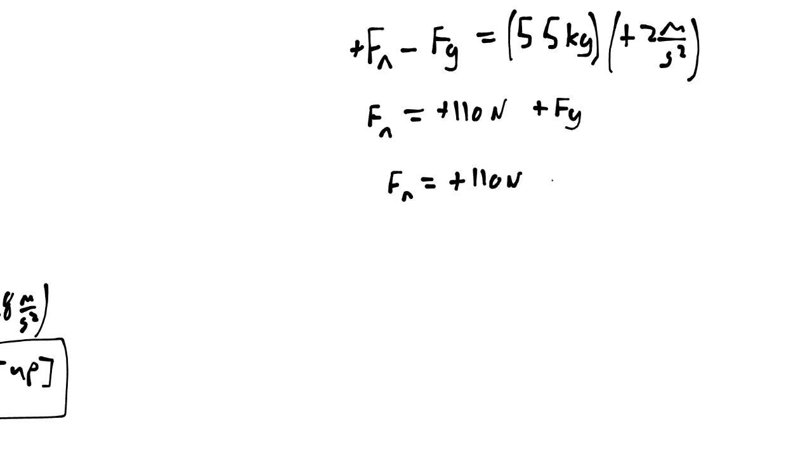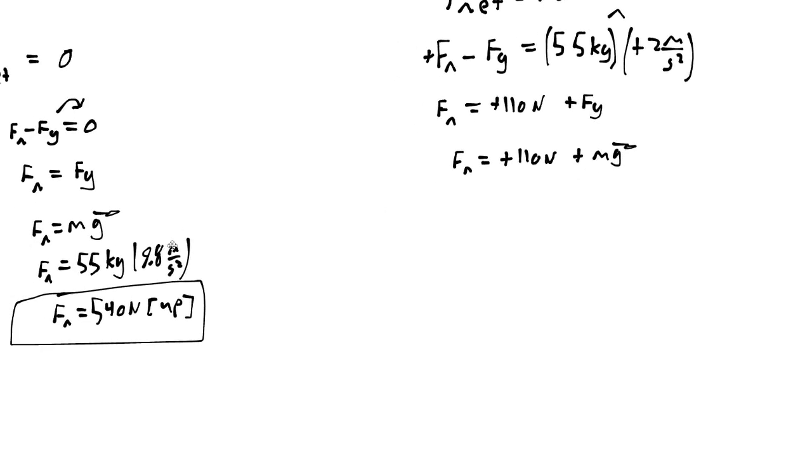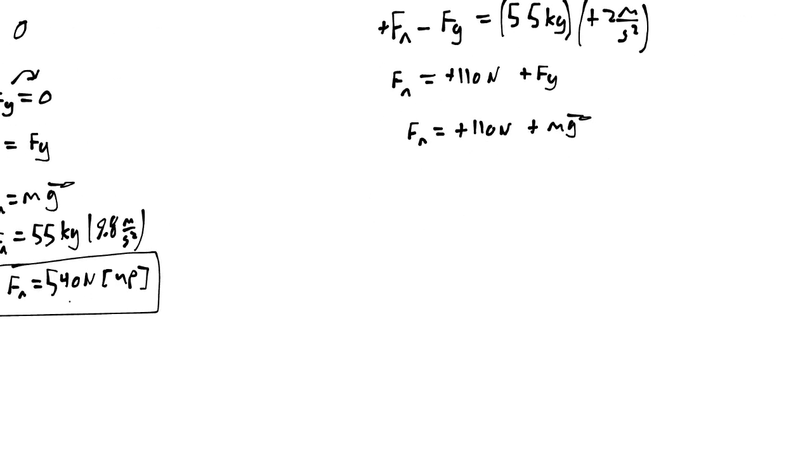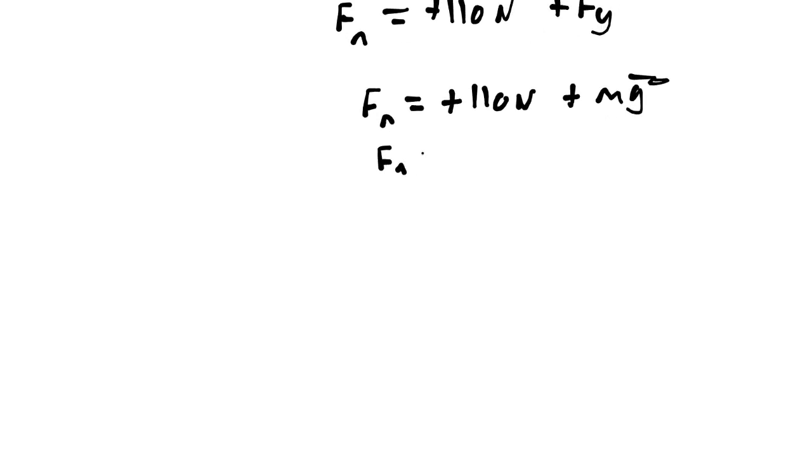And then again, same thing as before, mass times gravity. And this number is the same number that we got over here, which is not actually 400 or 540 newtons, it's 539 newtons. So I'll just fill that in. Force of normal equals positive 110 newtons plus 539 newtons. And then force of normal equals 649 newtons. And then of course it's upwards.